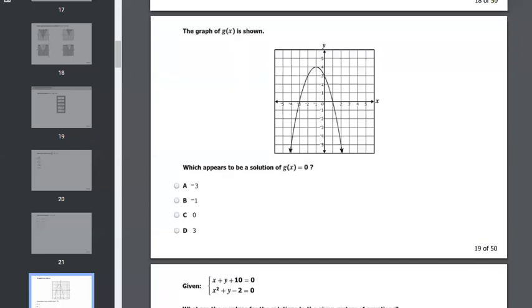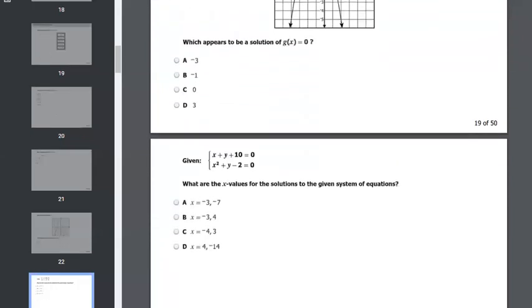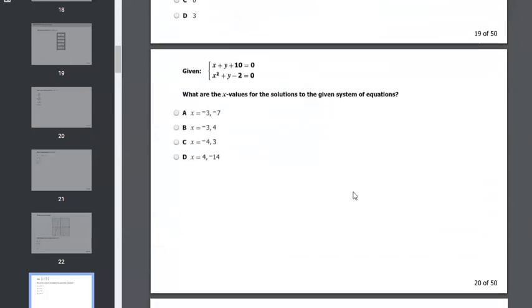Okay, let's look at 20. So 20 says, given this system of equations right here, what are the x values for the solution? So there are two ways that I can do this. I can graph it and see where the lines cross each other. That would be the easiest way to do it. Or I could get y by itself on both sides and then do some algebra with it. I'll show you how to do it both ways. So first, let's graph this and see what we get.